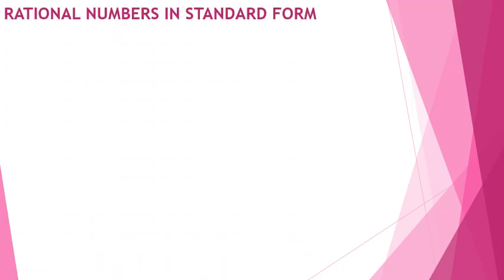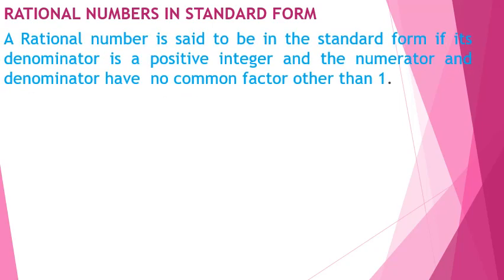Next is rational numbers in the standard form. A rational number is said to be in the standard form if its denominator is a positive integer and the numerator and denominator have no common factor other than 1. That is, both P and Q are in the lowest form. For example, 3 upon 8, minus 5 upon 7, etc.